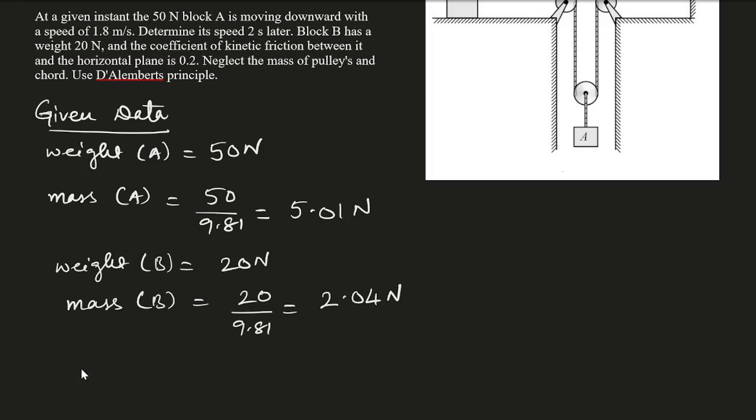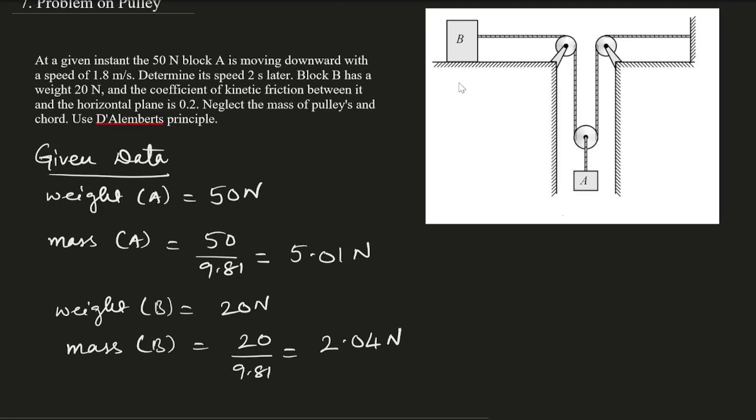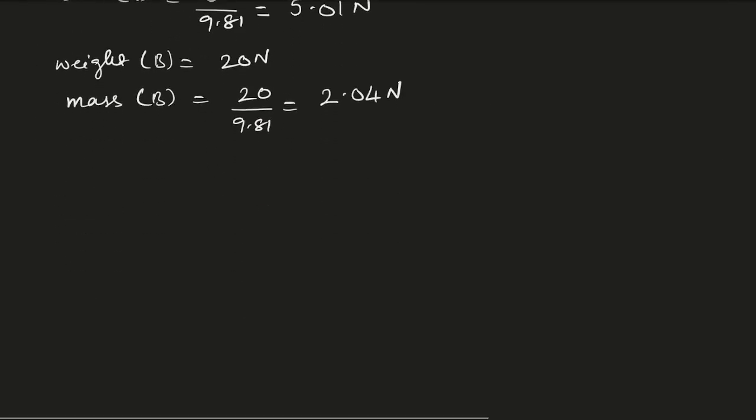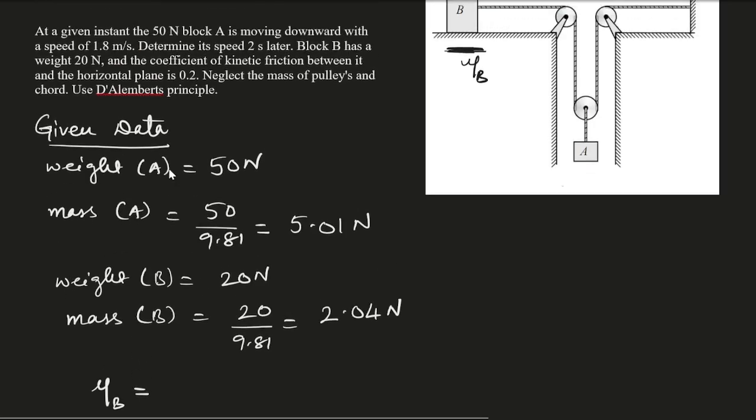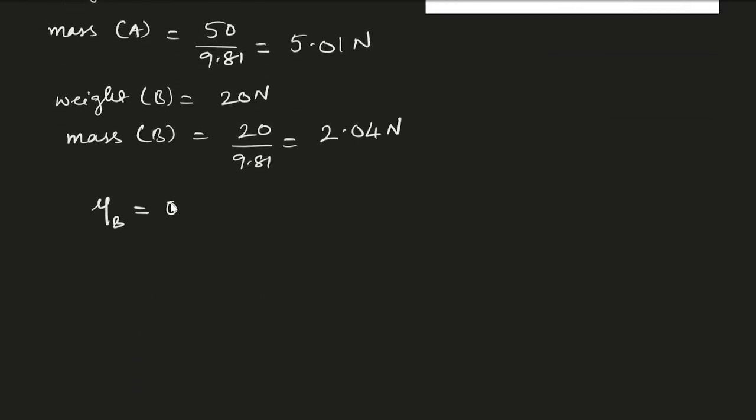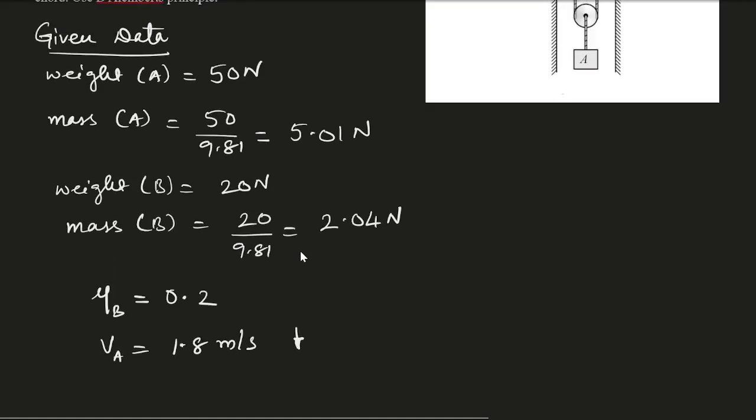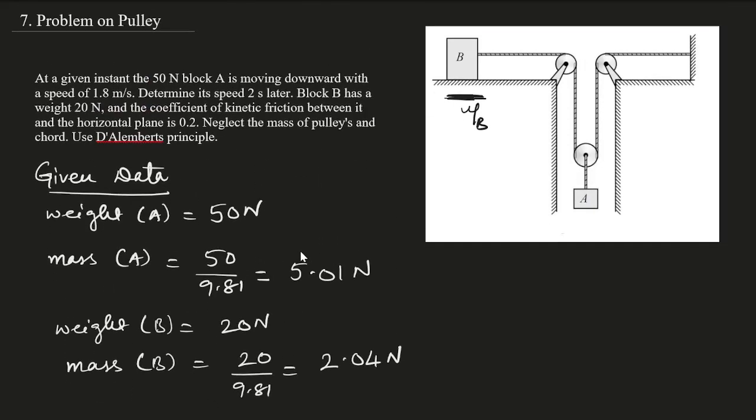They have given the coefficient of kinetic friction. If you see the diagram here, block B is resting on the horizontal plane, so here we'll have the friction, that is mu B. The value of the coefficient of friction is 0.2, and the velocity of block A is 1.8 meter per second, going in the downward direction. So these are the given data.